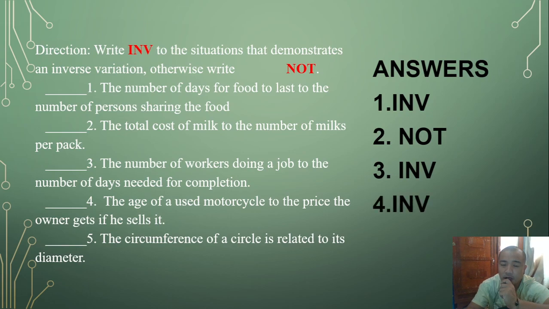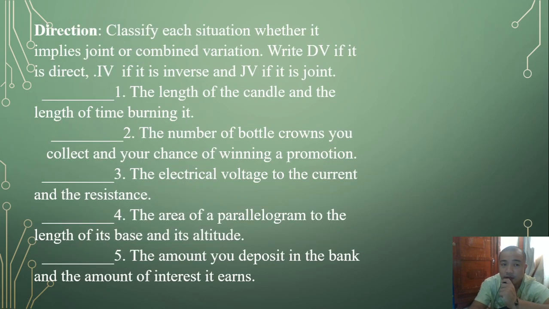Number 4 is also an inverse variation. The age of a used motorcycle to the price the owner gets if he sells it. Number 5, the circumference of a circle related to its diameter. That's not an inverse variation. So number 5 is a direct variation. Also number 2, direct variation. And the rest are inverse variation.